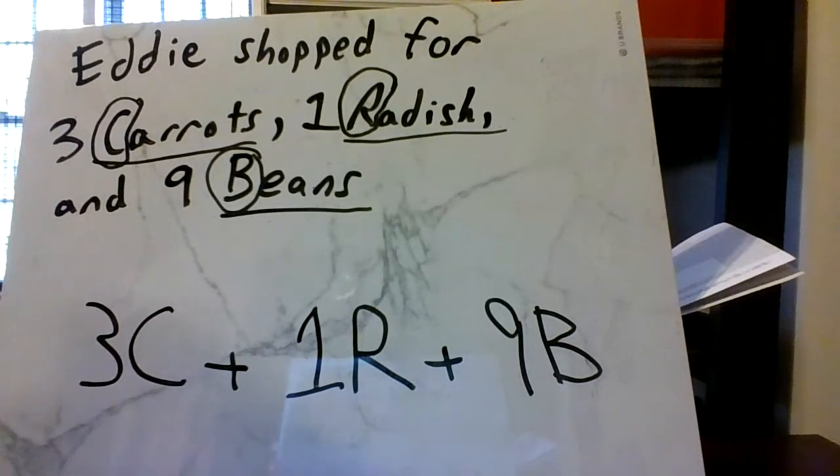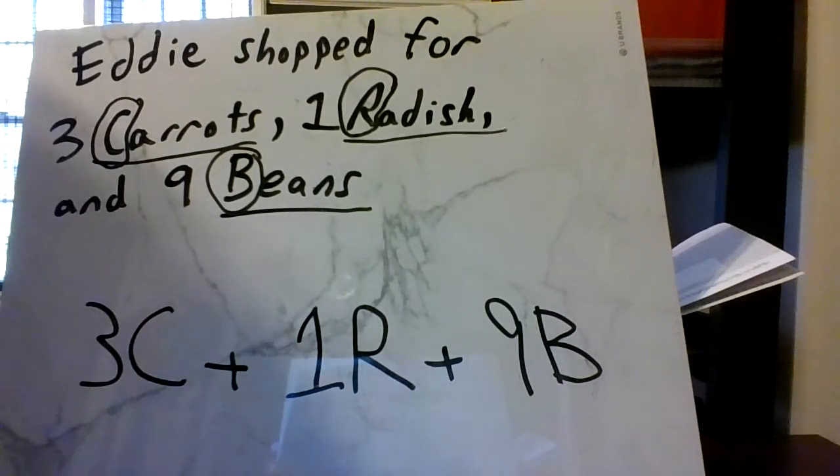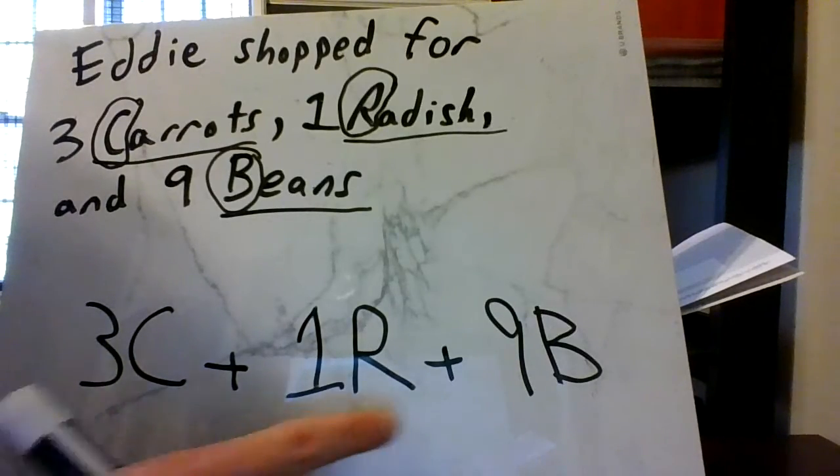Now the question is, all right, do I solve this? Well, you have to ask yourself, are carrots radishes? No, they're not. So I can't add these two together and get 4. Now they are vegetables. So I could say 4 vegetables, but they're different types. So they're not exactly the same. That's the thing about combining like terms is they have to be exactly the same. So 3 carrots, 1 radish, 9 beans.